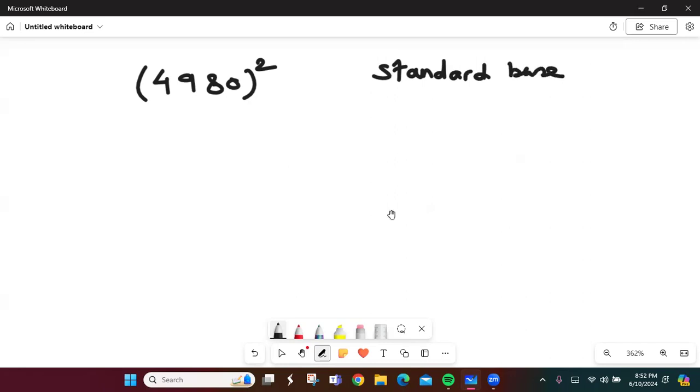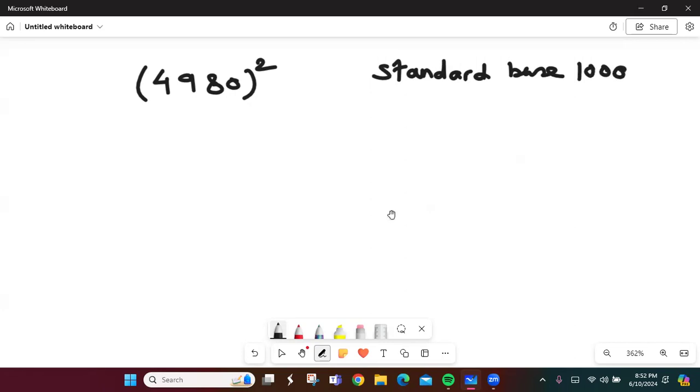So let us find the square of 4,980. Now, 4,980 is a 4-digit number and hence the standard base in this case will be 1000.